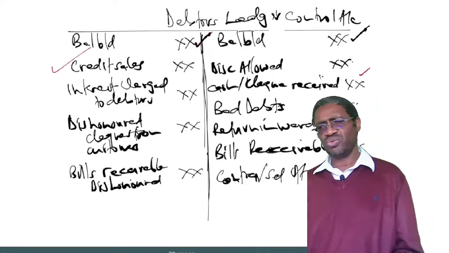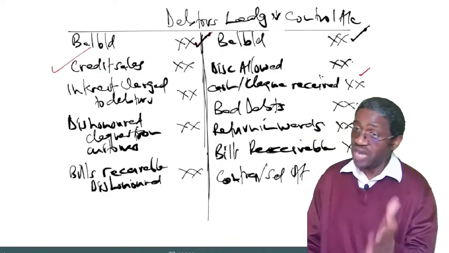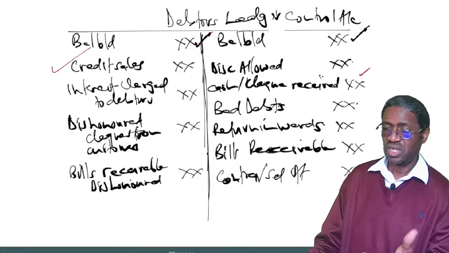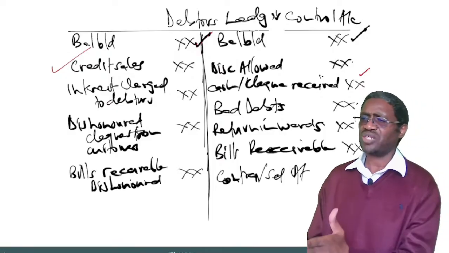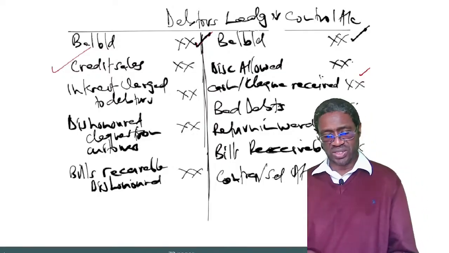So I've shown you what is normally debited in the debtors. Every time you are increasing what the customer owes you, you debit. Anytime you are reducing what the customer owes you, you credit. Are you there? Good. Now listen.